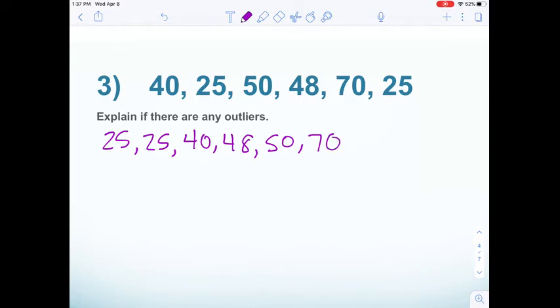Looking at this data, it's pretty spread apart. I would accept no outliers, but I would also accept if you said 70 as an outlier, because 70 is a little bit ways off from 50. 40 is only 15 away from 25, but 70 is 20 away. So I would accept either none or 70.